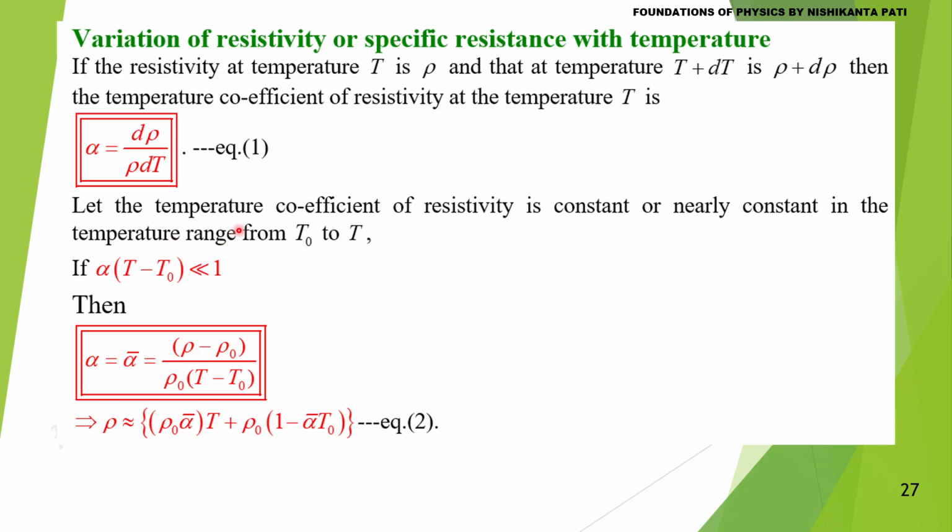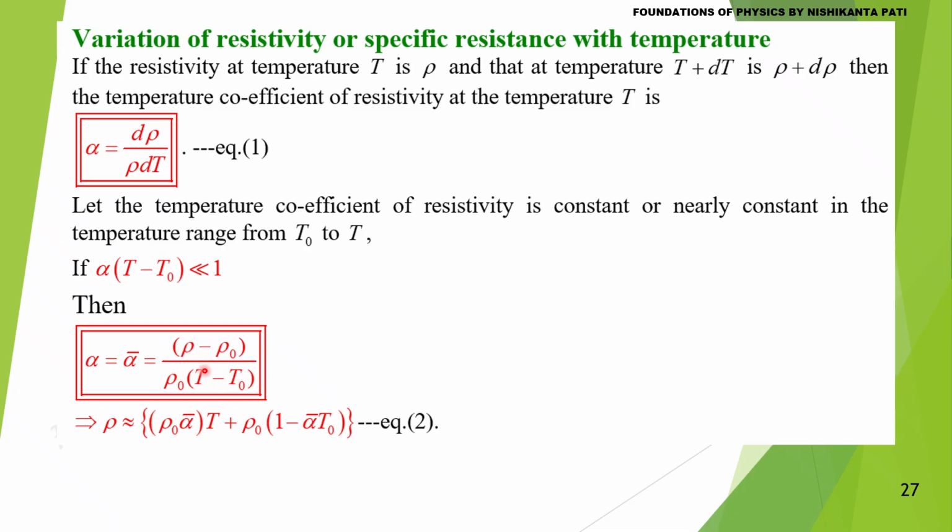If we consider a small change in temperature from T0 to T, then in that small range of temperature, this alpha can be nearly constant. And if alpha into T minus T0 is very small, that means it tends to 0, then we can find from equation 1 that alpha, the average alpha bar, is equal to rho minus rho 0 by rho 0 into T minus T0. Rho 0 is the resistivity at temperature T0. Rho is the resistivity at temperature T.